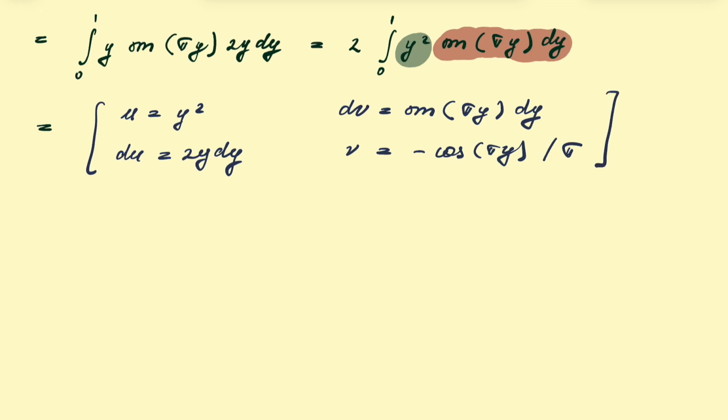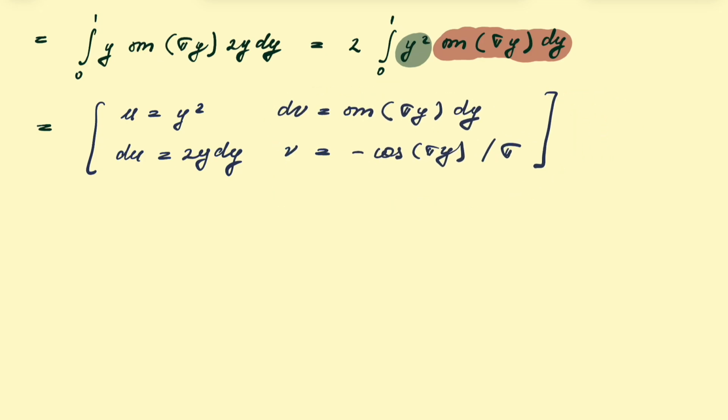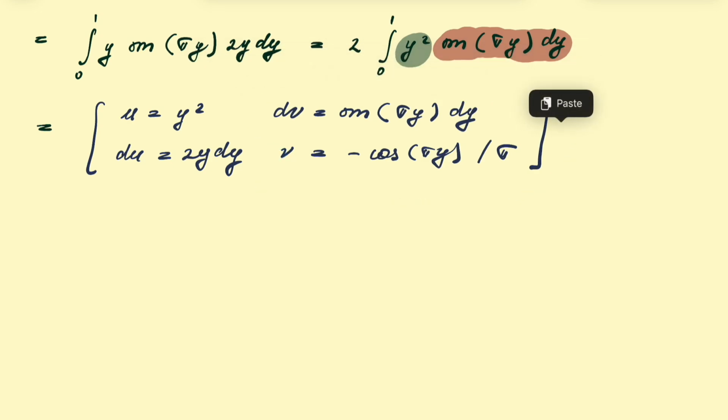Now we can apply integration by parts, and as I did in my previous videos, let's write what we want to obtain from this. We want uv minus the integral of v times du, right?